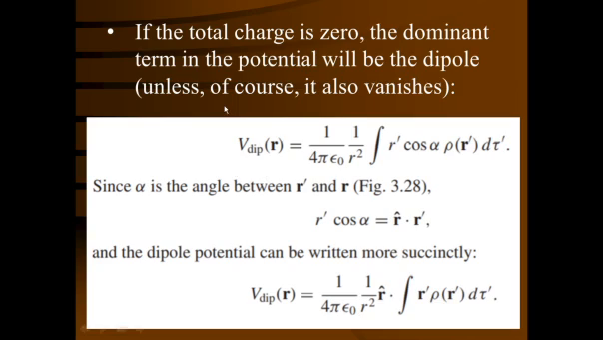Now, if the total charge is 0, in a localized charge distribution there may be positive charge and negative charge present, and because of that, consider that the net charge is 0. What will happen? The net charge is 0. That means V monopole, which is contributing potential, is 0. So potential is not going to be contributed by the monopole term.